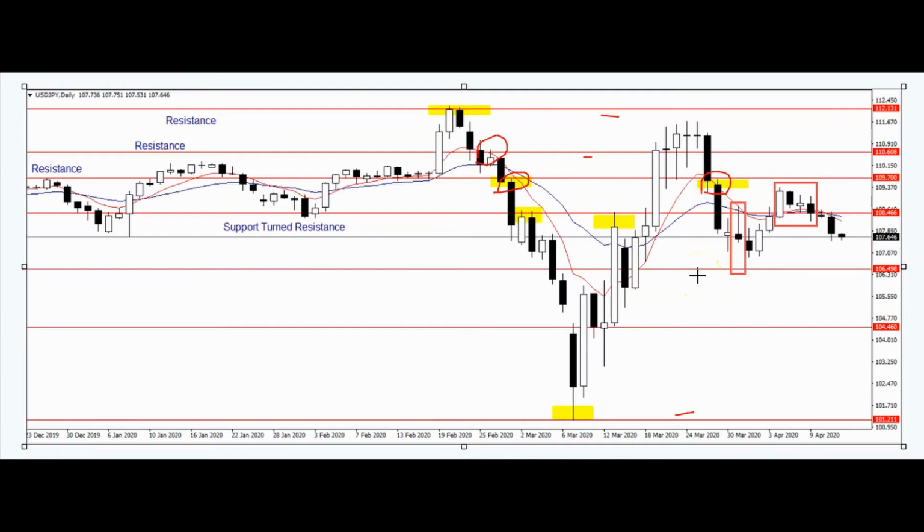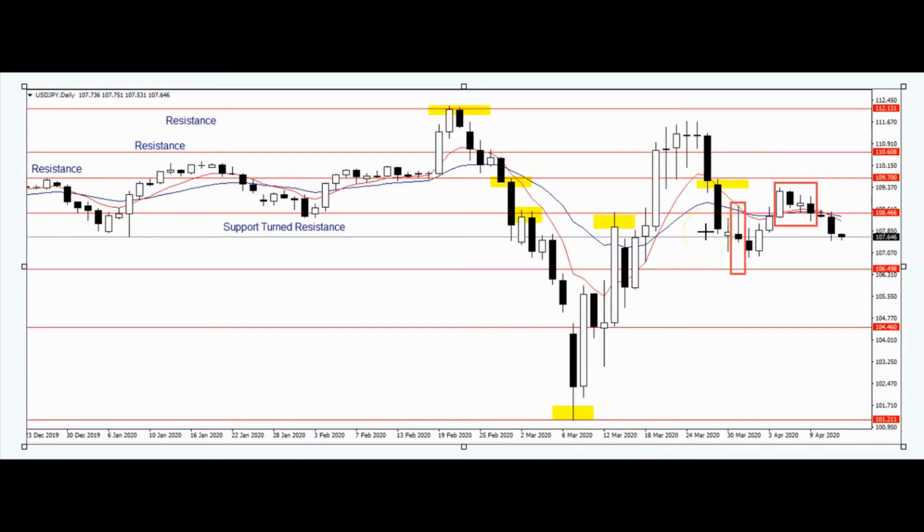And as I mentioned in previous analysis, we have support turn resistance at this 108.500 area. This was a significant area as far as I was concerned. So we have further support down here at 104.460. If you zoom out in your charts, you'll see that was previous support, and of course support down here at 101.211.